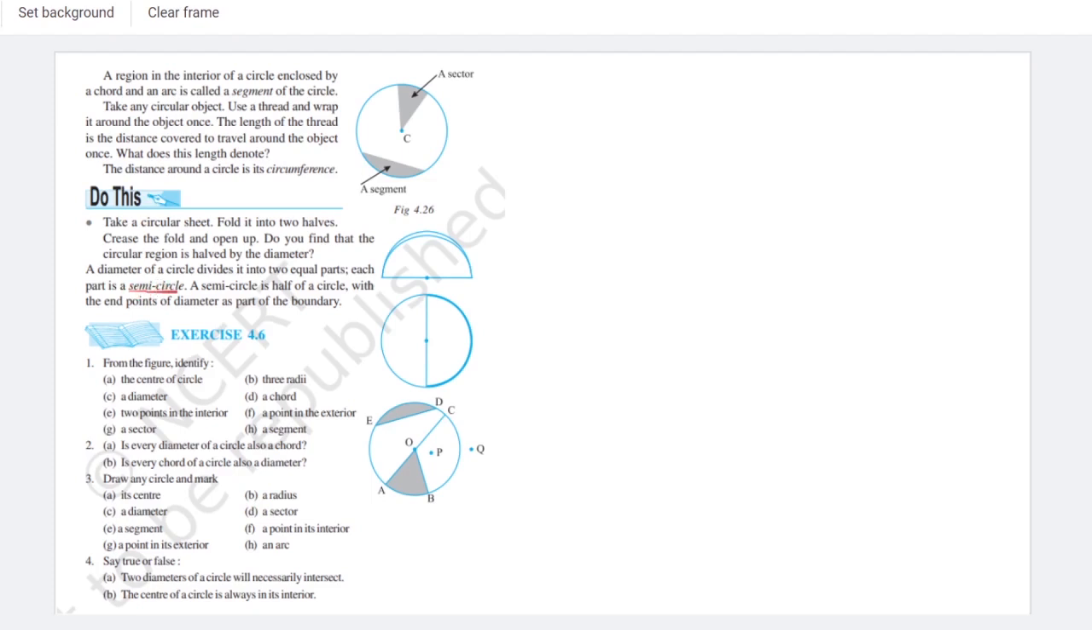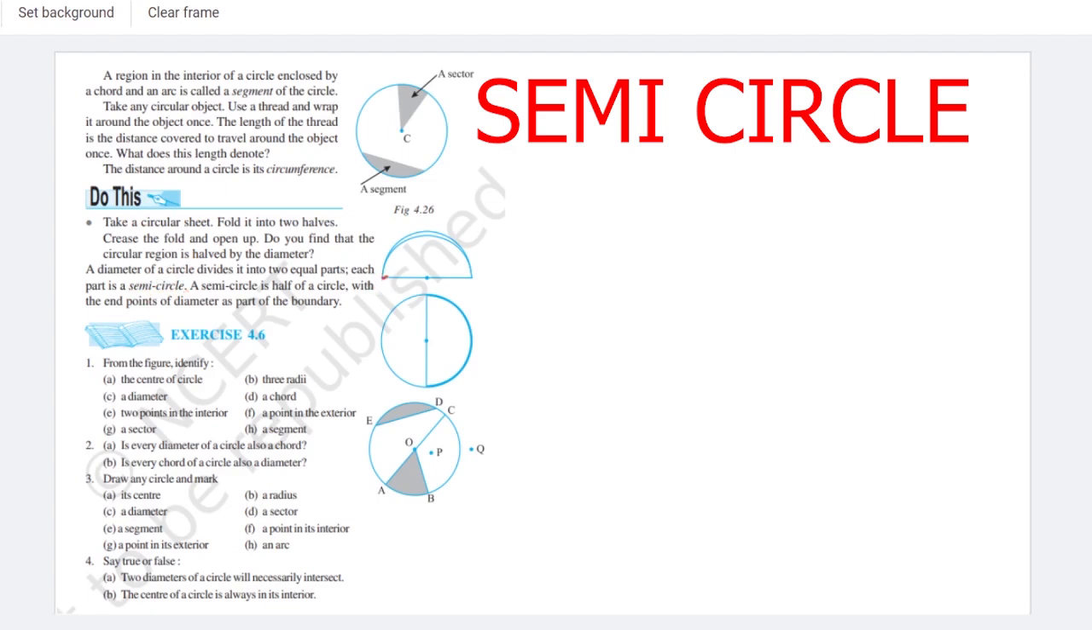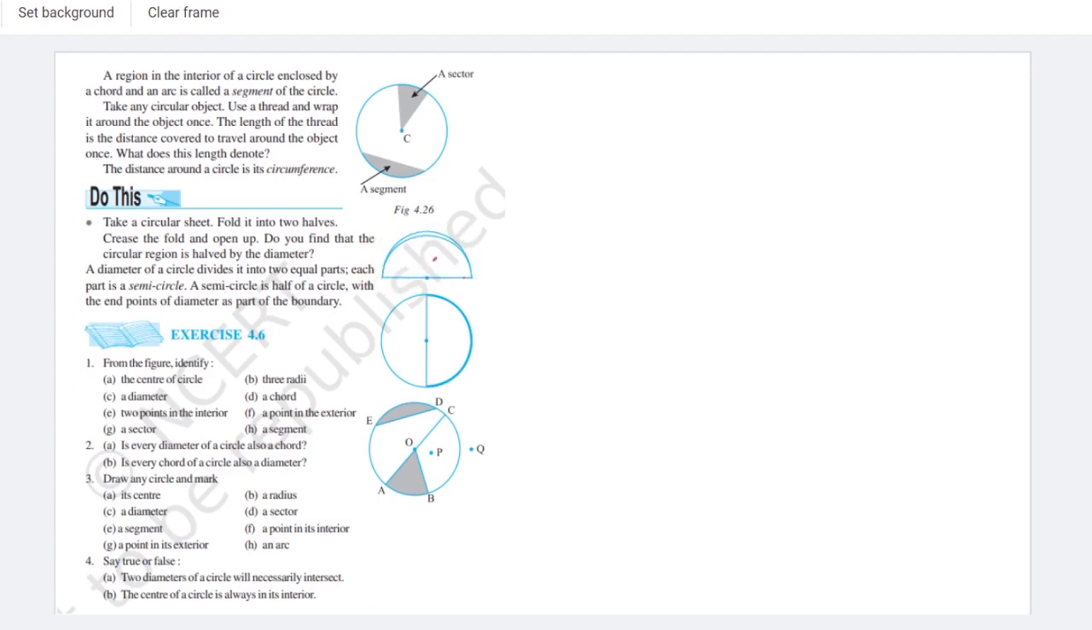Now let us see what a semicircle is. A diameter actually divides the circle into two equal parts. Each part will be called a semicircle. A semicircle is half of the circle with the end points of the diameter as part of the boundary. So the end points of the diameter will be part of the boundary. This complete area will be called the semicircle.